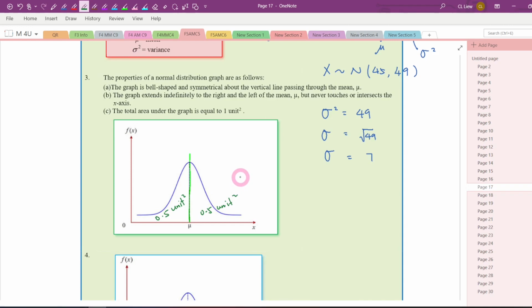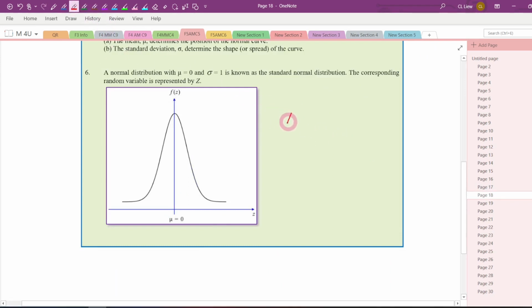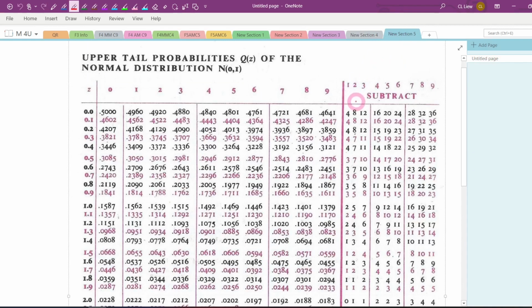If we have a normal distribution with the mean of 0 and the standard deviation of 1, it means that the variance is 1 as well, right? So this one we call the standard normal distribution. It's still the same, the graph will be a bell-shaped graph and is symmetrical along the line passing through the mean. In this situation, for the standard normal distribution, the mean will be equal to 0. Okay, now in this video, I'm going to show you how we get a probability for a standard normal distribution. So you are going to use this standard normal distribution table to help you get the probability.